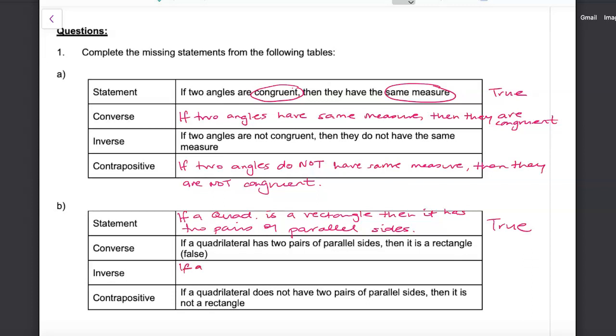So the inverse of that would be the negation. So if a quadrilateral is not a rectangle, then it does not have two pairs of parallel sides. And the contrapositive would be if a quadrilateral does not have two pairs of parallel sides, then it is not a rectangle. That's very true as well.